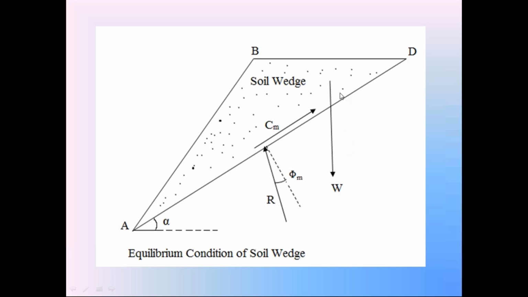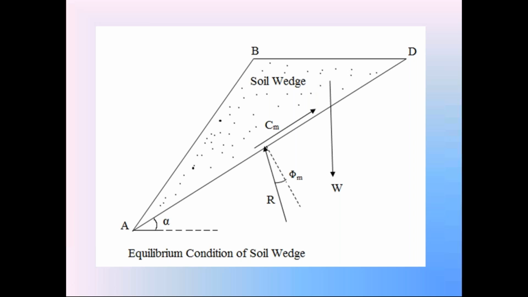Out of these three forces, we know only one force in direction as well as magnitude. The remaining two forces, we know only the directions, not the magnitudes. We know the direction of Cm, not the magnitude. We know the direction of R, not the magnitude. But due to these three forces, the soil wedge is in equilibrium condition, just about to fail.